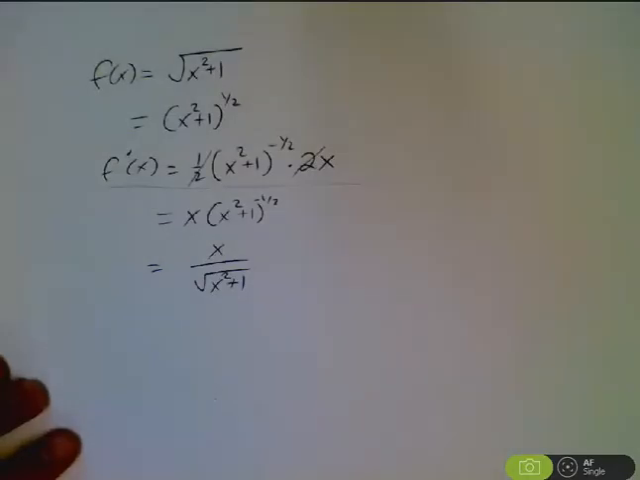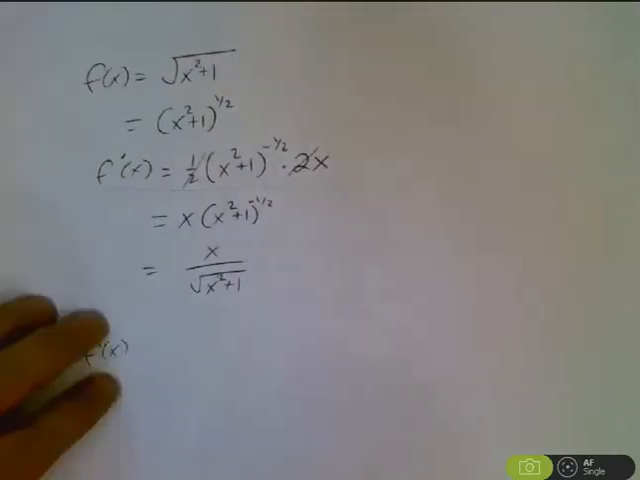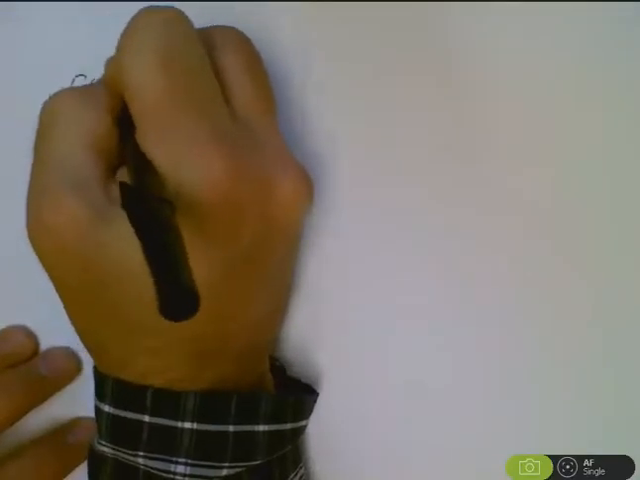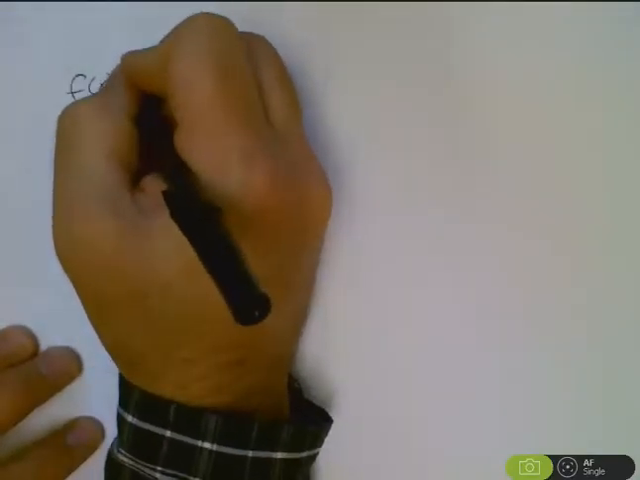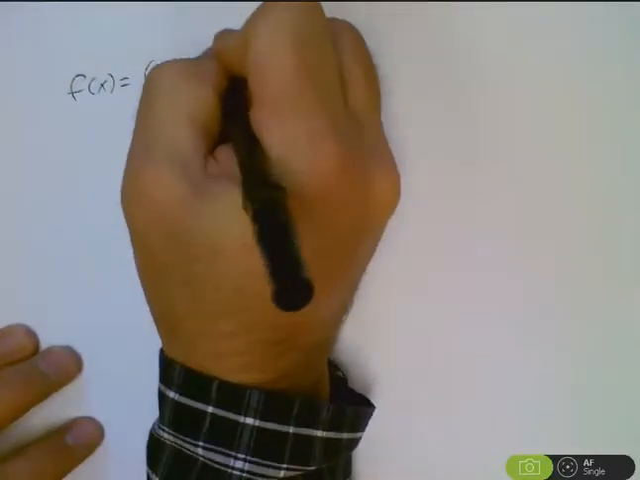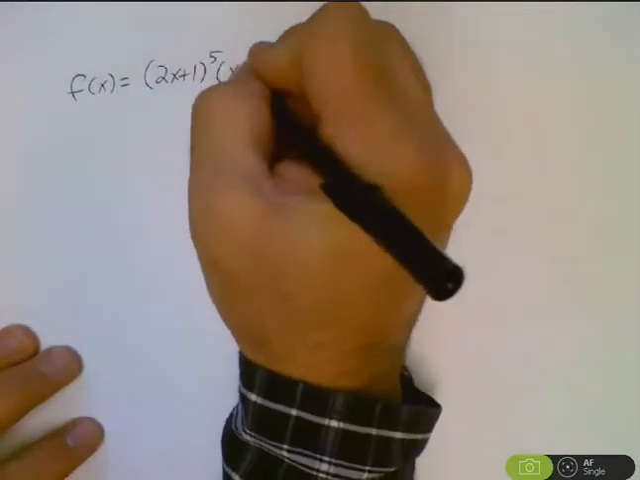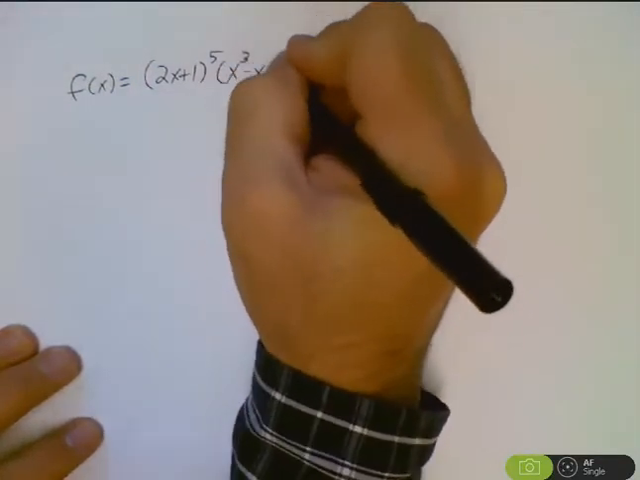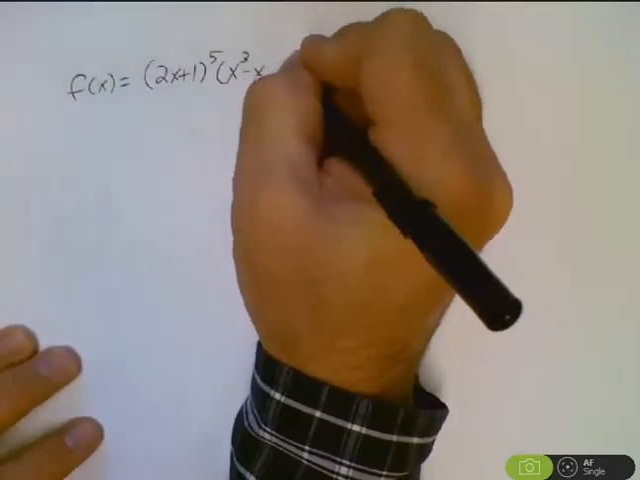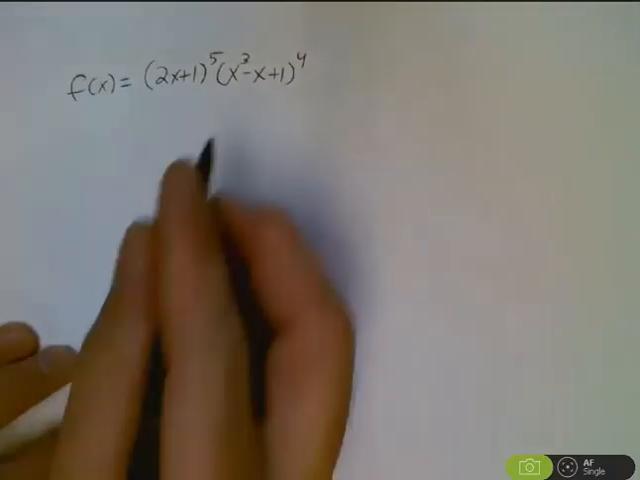Let's try another one here. How about a ridiculous one? Actually, let me get a new piece because I'm going to run out of room. So suppose you have one that looks like this: 2x plus 1 to the 5th times x cubed minus x plus 1 to the 4th. Just pure ridiculousness, okay?